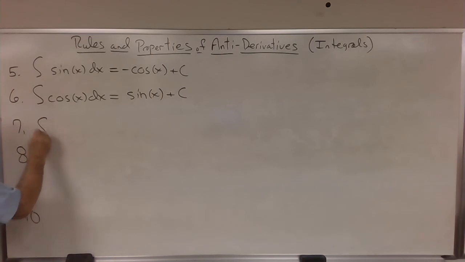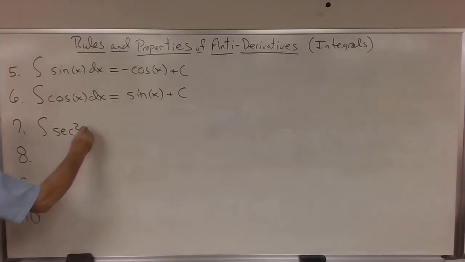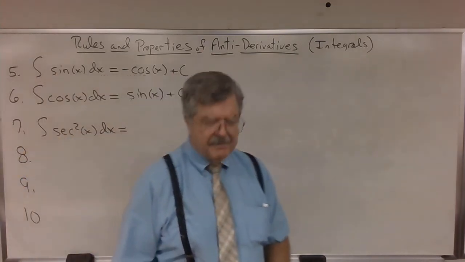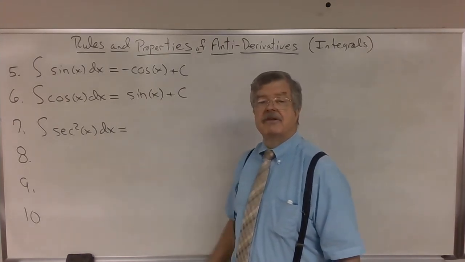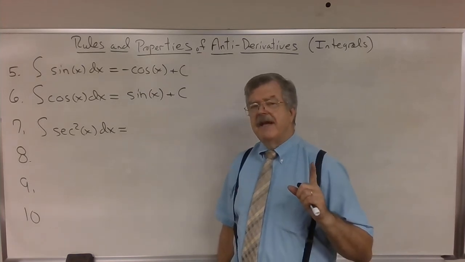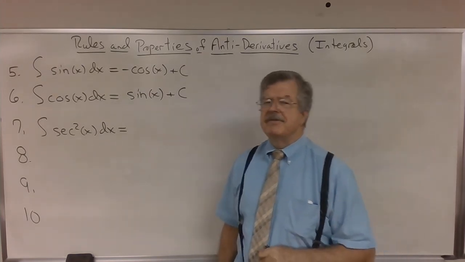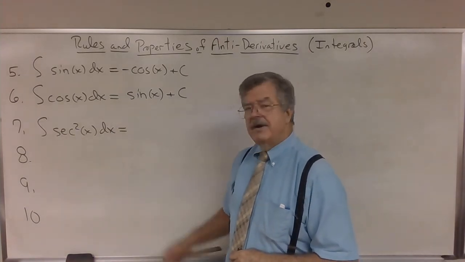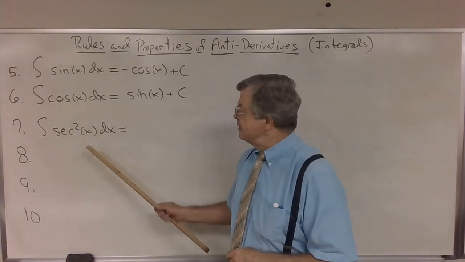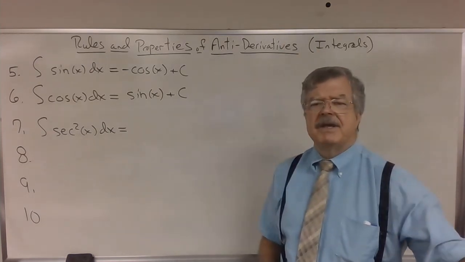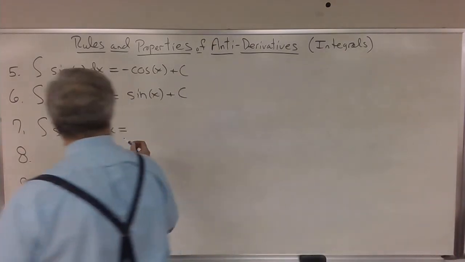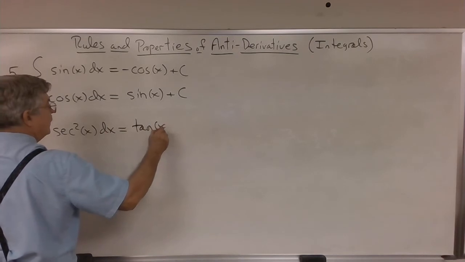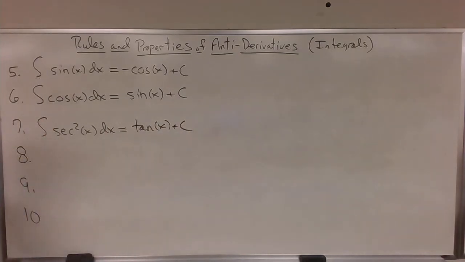Now, let's try this one. What's the derivative of tangent of x? And the answer is secant squared x. So tangent of x is the function that we have to compute the derivative of to get secant squared x. So what should the antiderivative of secant squared x be? And the answer is tangent of x plus some constant.